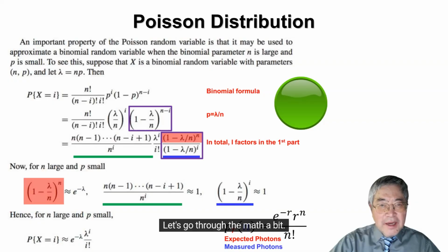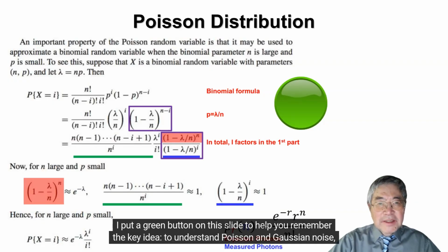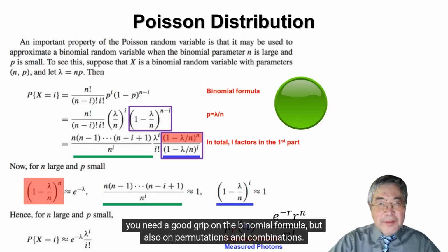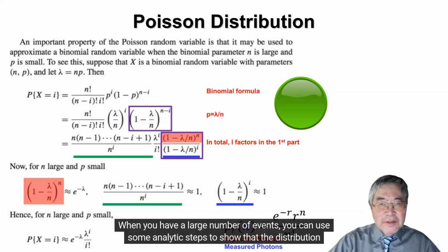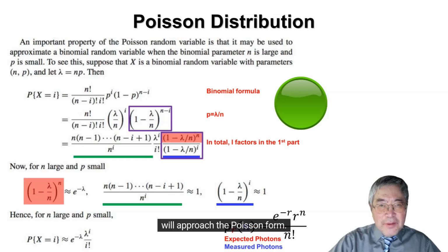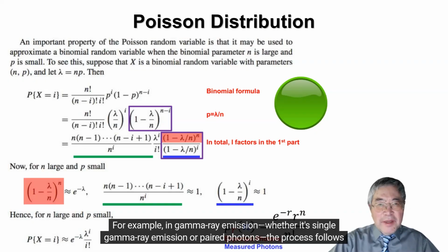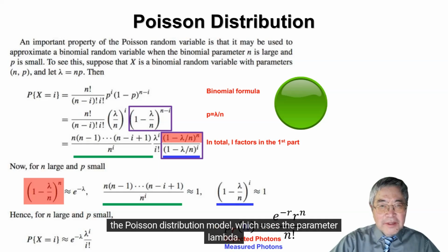Let's go through the math a bit. I put a green button on this slide to help you remember the key idea. To understand Poisson and Gaussian noise, you need a good grip on the binomial formula, but also on permutations and combinations. When you have a large number of events, you can use some analytic steps to show that the distribution will approach the Poisson form. For example, in gamma-ray emission, whether it's single gamma-ray emission or paired photons, the process follows the Poisson distribution model, which uses the parameter lambda.